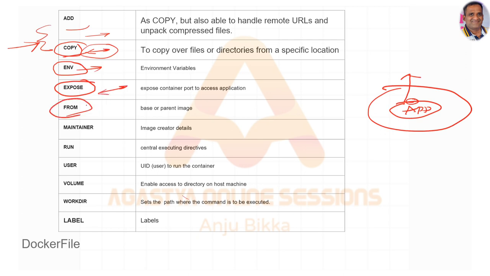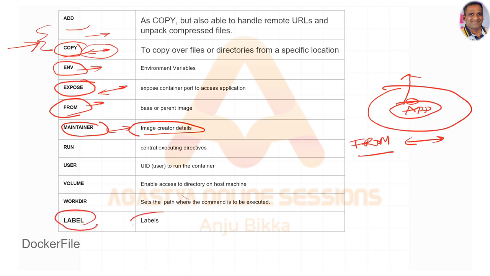FROM, we discussed previously: when you are starting from a base image, also called the parent image, you have to use FROM. MAINTAINER gives the image creator details. This is deprecated because it is now done with labels. What is a label? In the case of the maintainer, the label key is going to be maintainer, followed by the value. So MAINTAINER is deprecated; you have to use labels for the maintainer.